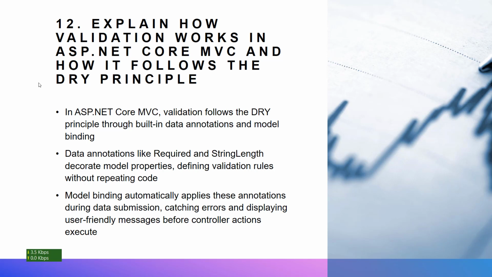So this is what the DRY principle is. That annotation is used in .NET Core, and it follows the DRY principle concept. All these types of annotations we provide in the model, and once the model gets the data, it validates against them. If the data does not meet the required annotation, then it will give a user-friendly message, whatever we want to give them.